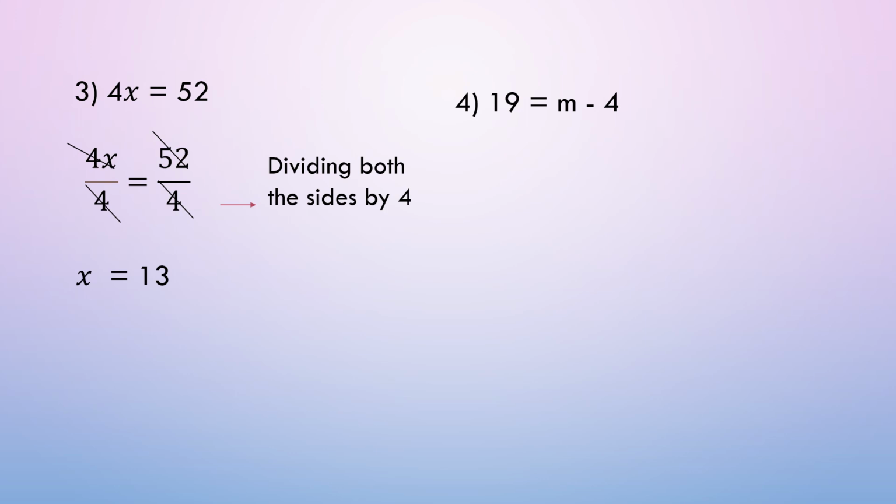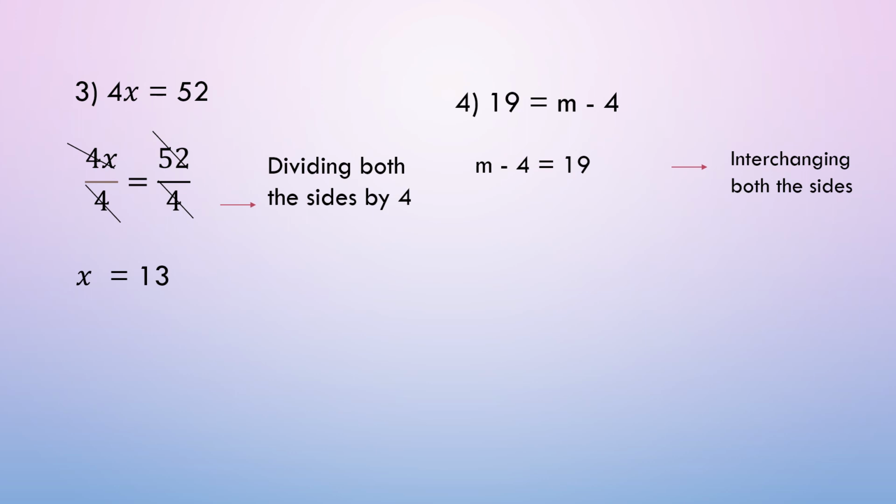Next sum, 19 is equal to m minus 4. So first you have to interchange both the sides. You are interchanging both the sides, that is m minus 4 you are writing on left hand side and 19 you are writing on right hand side. Okay. Now you have to find the value of m.